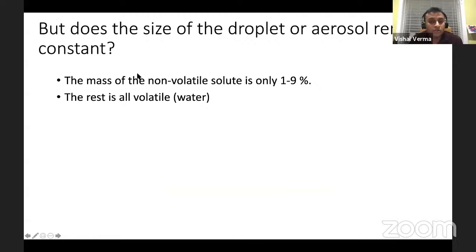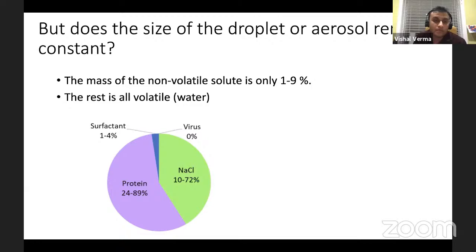So you know that the virus is not naked. It actually comes in this droplet. And most of the content of that droplet is water, so it's volatile. Only the non-volatile content is 1 to 9%. So what does it mean? Let me just show you the typical content of a respiratory droplet or the aerosol.